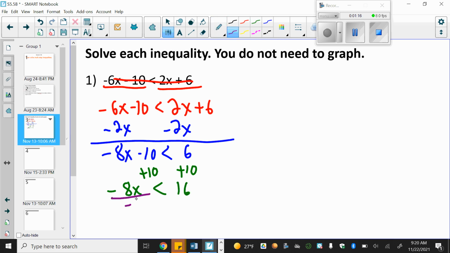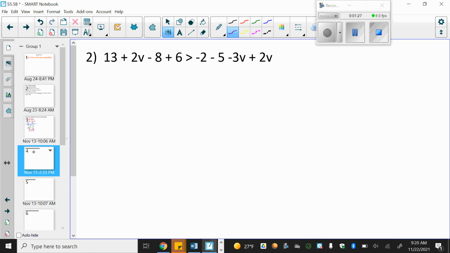Lastly, I'm going to divide by everything that's not x to get x. I'm going to flip my sign to greater than negative 2. So x is greater than negative 2. Flip the sign because we divided by a negative.